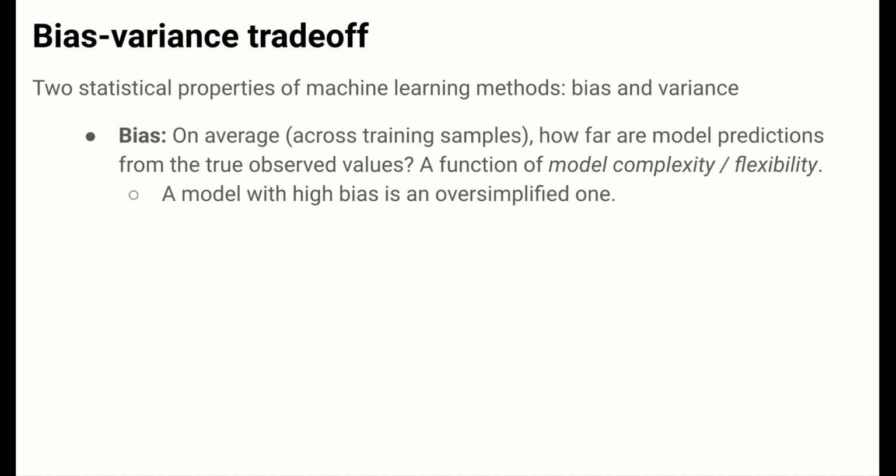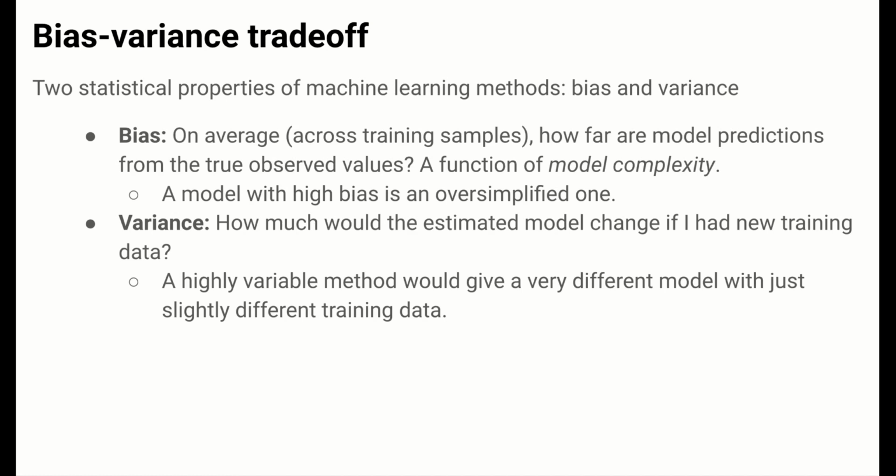A model with high bias is an overly simple one. Overly simple models have high bias because their simplified depictions generally translate to a lot of error. Variance is the answer to the question, how much would the estimated model change if I had new training data? A highly variable method would result in us estimating a very different model with just slightly different training data.